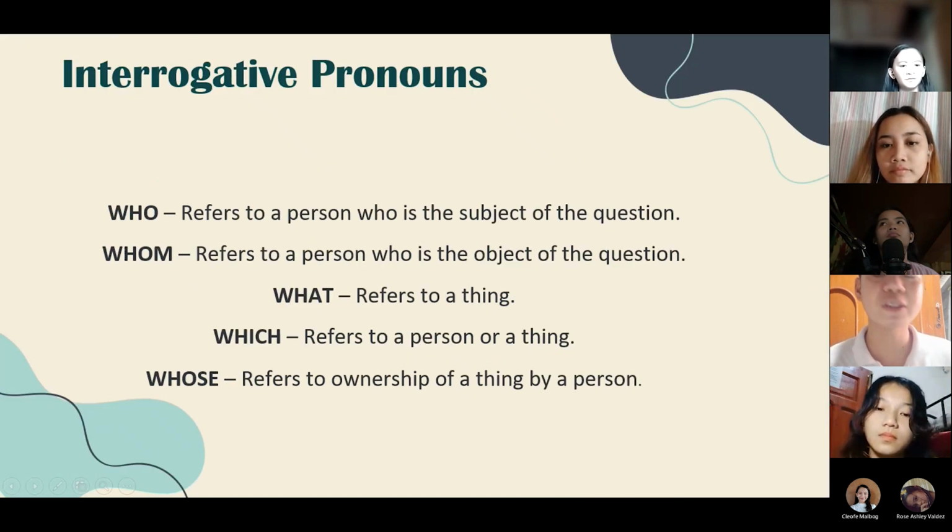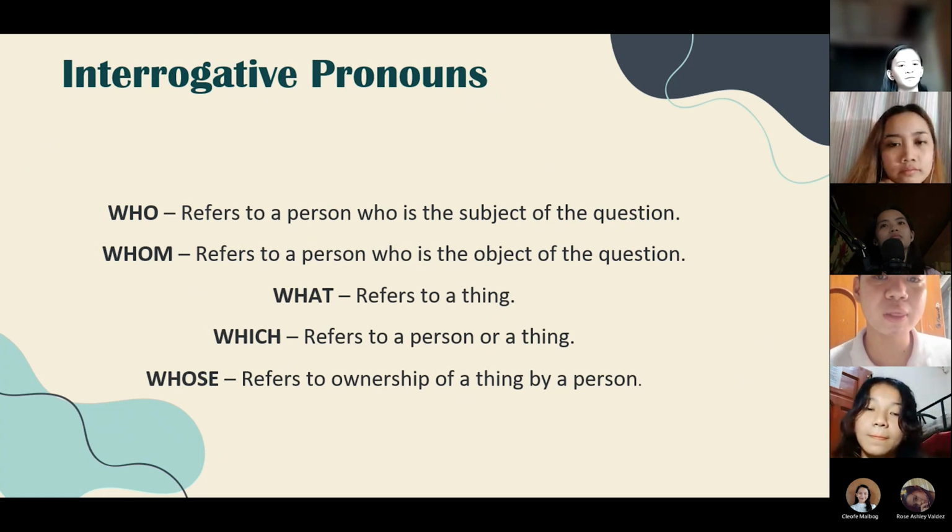So we have the interrogative pronouns. Number one is who. It refers to a person who is the subject of the question. We also have whom, which refers to a person who is the object of the question. Also, we have what. It refers to a thing. And which, it refers to a person or a thing. And whose, it refers to ownership of a thing by a person.